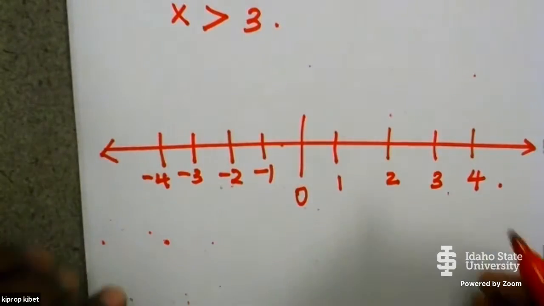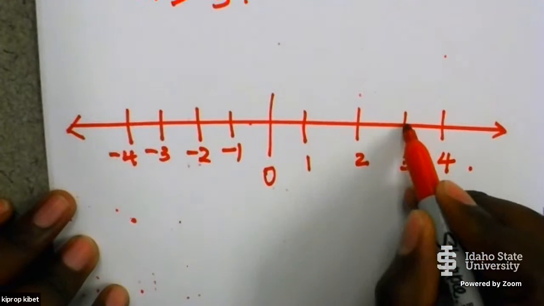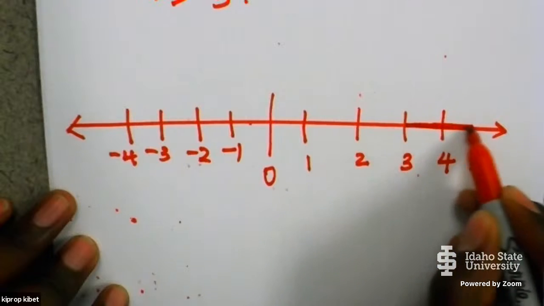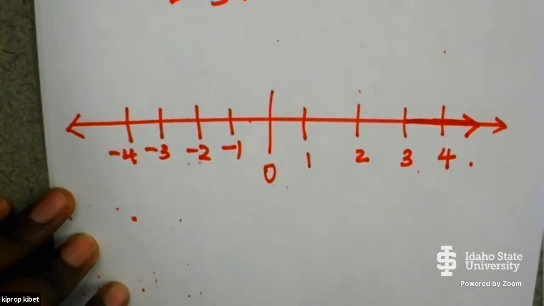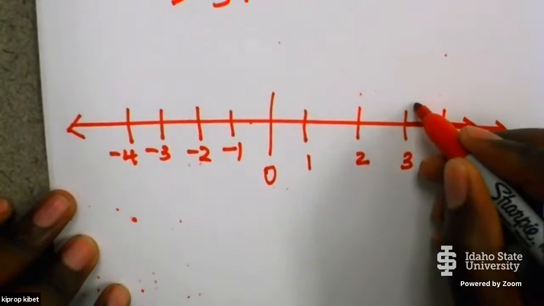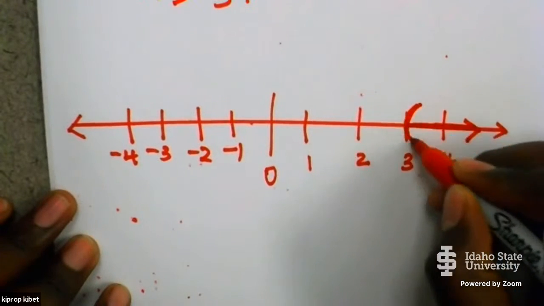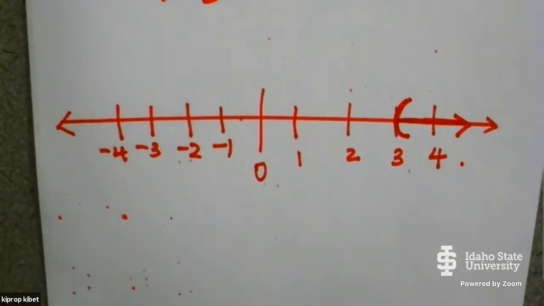So for x greater than 3, these are the values going where? Towards positive infinity. So what you put there is the parenthesis.